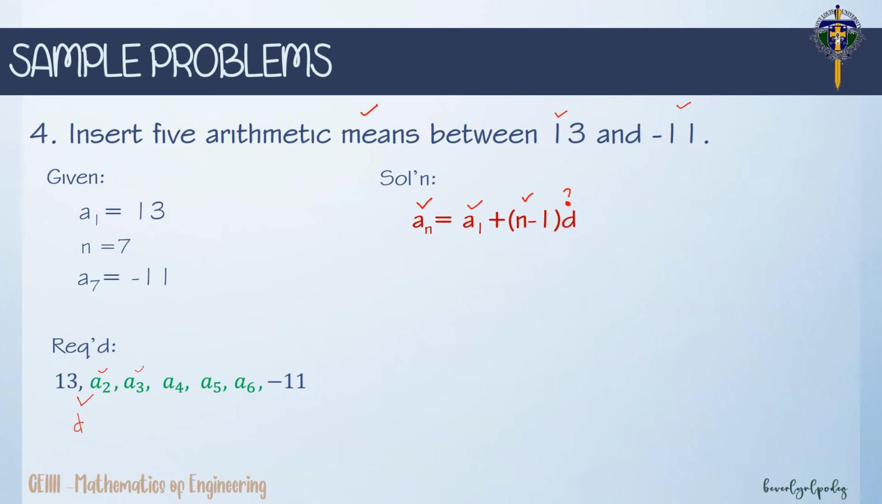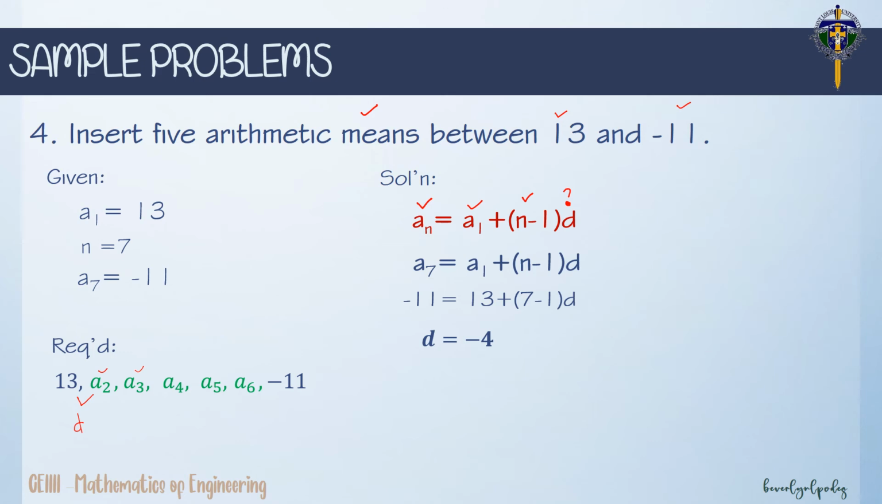So substituting a_n, that becomes a7, is equal to a1 plus (n minus 1) multiplied by the common difference. So a7 is given to be negative 11, a1 is 13, n is given to be 7, and then the unknown term, which is the common difference, d is equal to negative 4.